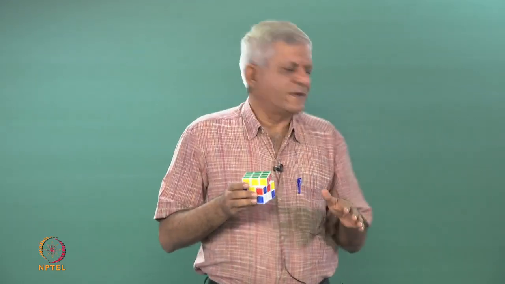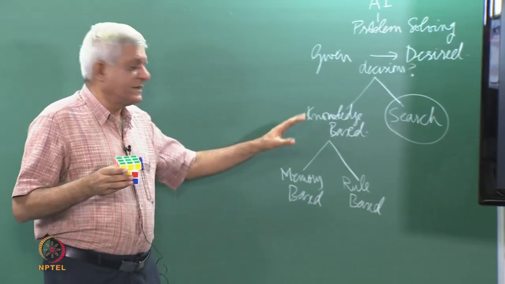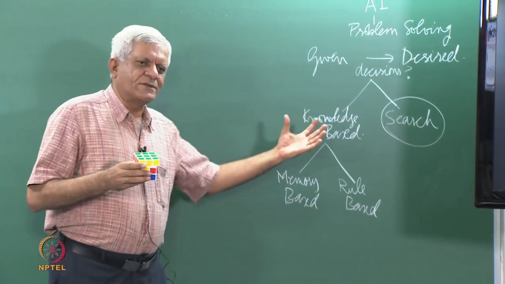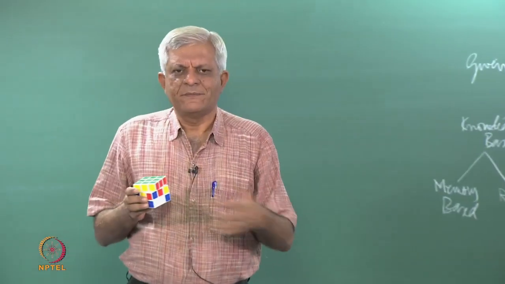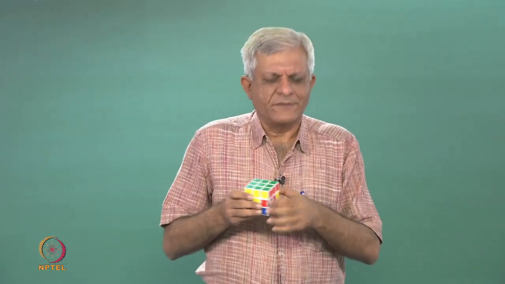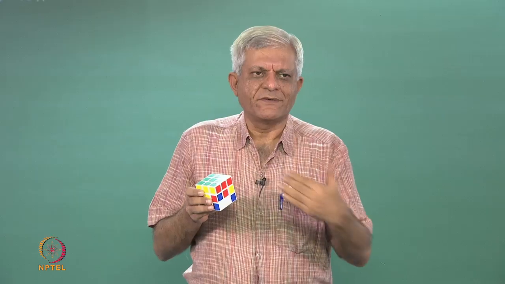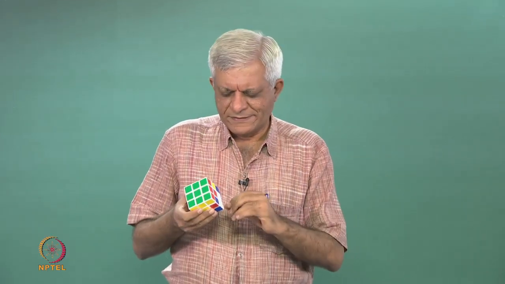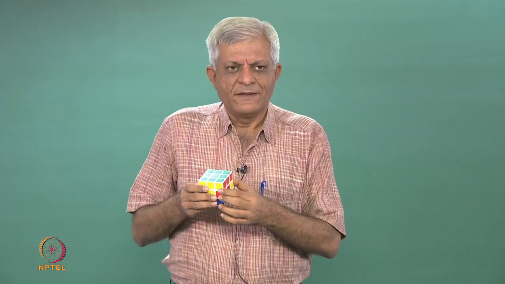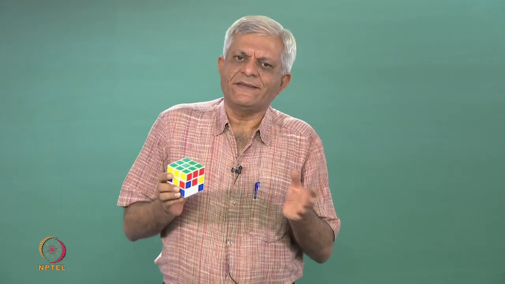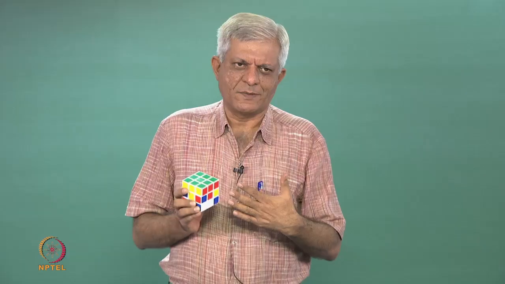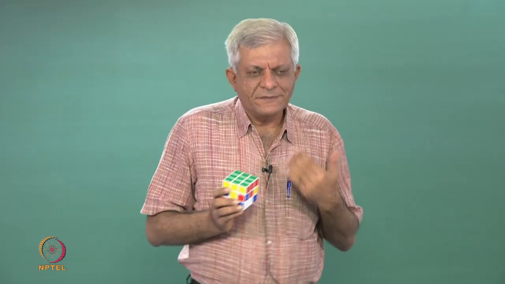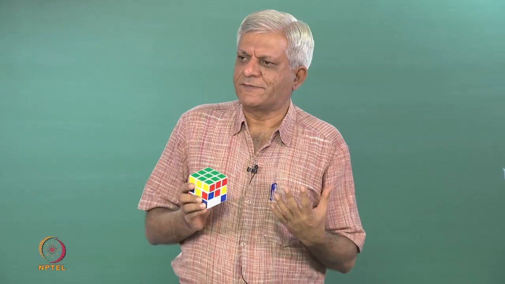So, you are exploiting what we call a knowledge based technique. It could be that this knowledge has been given to you in the form of a set of macro moves, that to achieve this into this corner, this is a sequence of moves and that kind of thing. So, that is a knowledge based approach. Once you have the knowledge, it is a very simple way of solving a problem, but the trouble is knowledge has to come from somewhere.